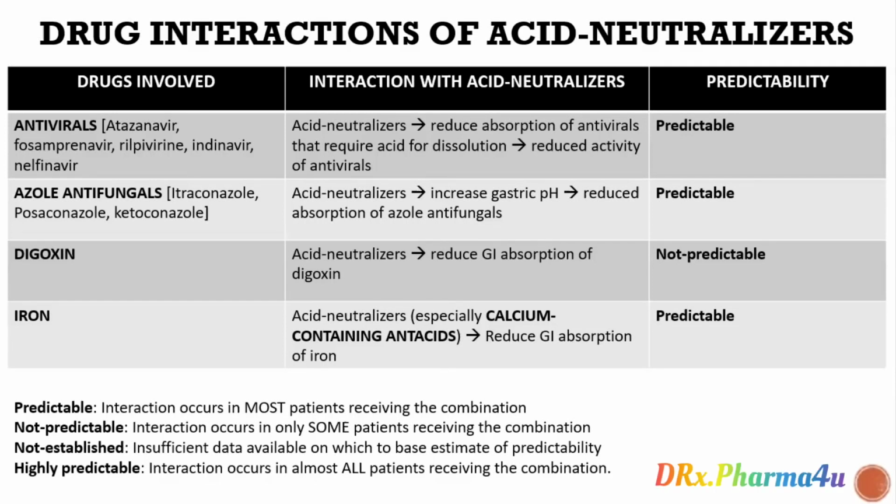If acid neutralizers are used with these medications, itraconazole, posaconazole, and ketoconazole, it increases the gastric pH. So when gastric pH increases, the absorption of these antifungals will not happen. So for example, if you are using them for a particular fungal infection, then the antifungal efficacy will not be established. So this is also a predictable drug interaction.